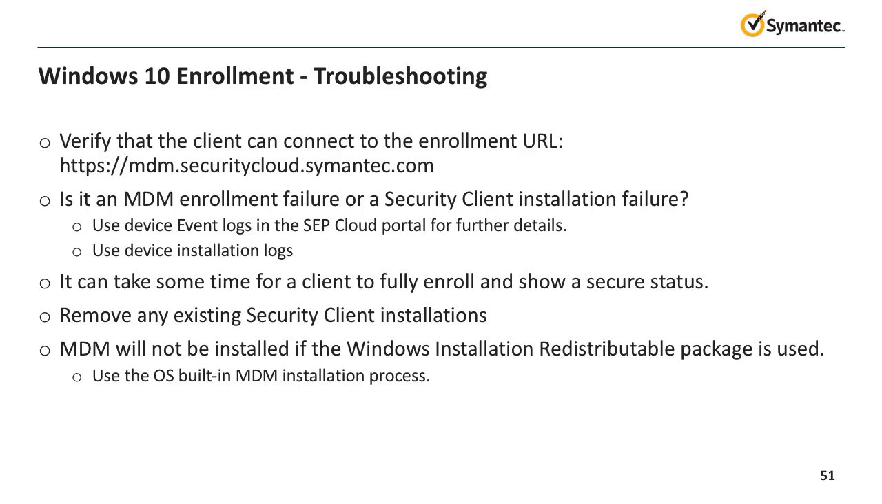If the security client failed to install, but the enrollment was successful, attempt another installation, remembering that it can take some time for enrollment and a secure status to be completed. MDM will not install properly if the Windows installation redistributable package is used. For Windows 10, use the operating system built-in MDM installation process.